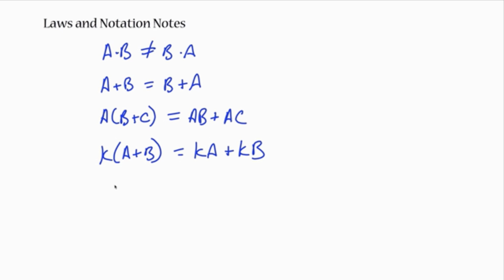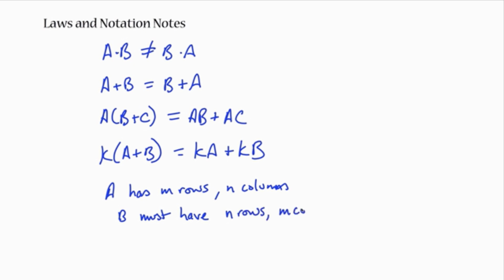And in order for matrix multiplication to work, if A has m rows and n columns, B must have n rows and m columns. You can play around with trying to multiply matrices together and prove to yourself that that is so. Or you can try and get MATLAB to multiply matrices together, and it'll beep and give you errors if you try and multiply things together that don't have the right dimensions.